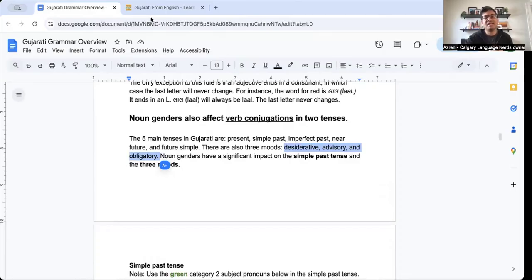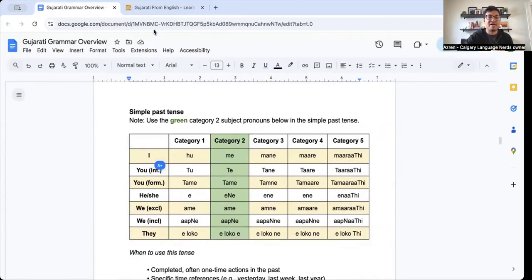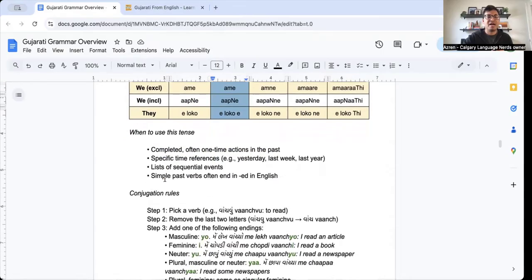Noun genders have a significant impact on the simple past tense as well as the three moods. So let's dig into what that actually looks like, because I know it sounds really complicated. So in the simple past tense, the green category indicates what subject pronoun we're going to use. When we are talking in the simple past tense, most of the time we're going to use these category 2 subject pronouns. When do we use the simple past? We use it for completed one-time actions in the past.